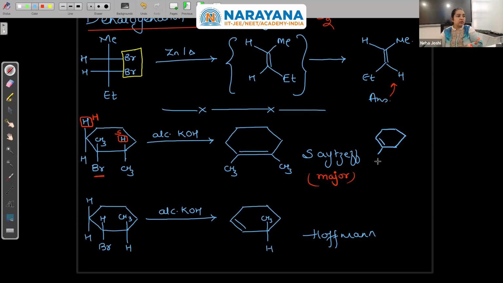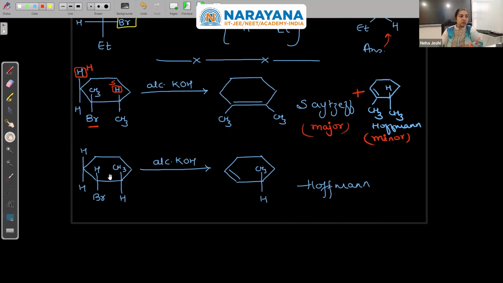This side obtained CH3, H and CH3. This is our Hofmann product and this will be minor. So if given a choice, if we have to select between Saytzeff and Hofmann, that is possible. But syn elimination, I will never have elimination from this side. That is for sure.